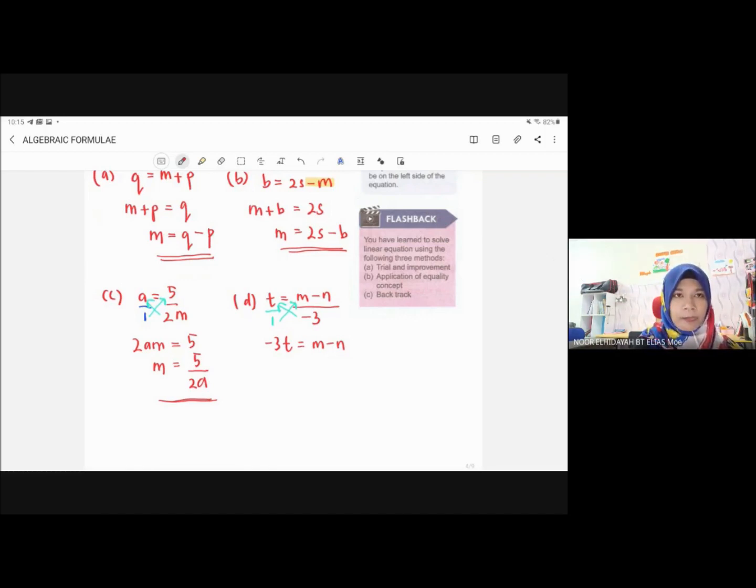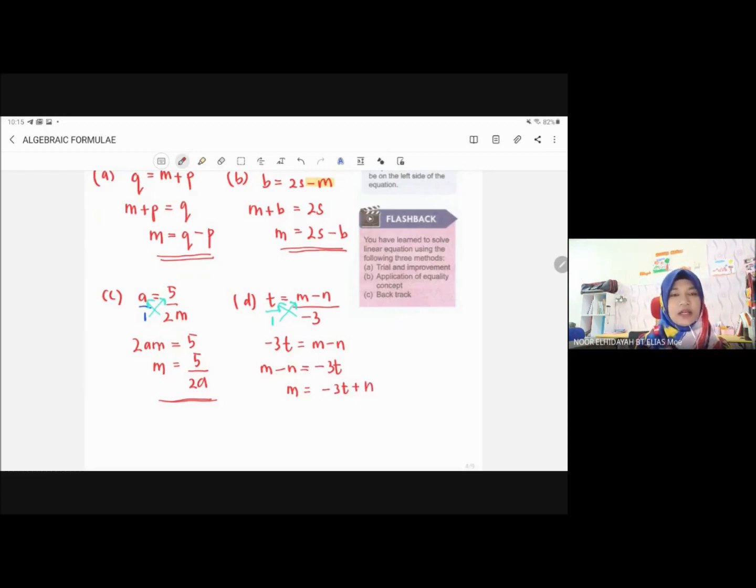Okay, M minus N. Okay, sekarang ni kita akan susun semula. Okay, macam kita buat dalam example A. Sebab sekarang ni yang on the right hand side, M itu positif. So kita akan transfer, tukarkan semua kedudukan dia tanpa ubah operation. Okay. Kemudian barulah kita tulis M as the subject formula. M equals to negative 3T plus N. Okay, that one is the answer.